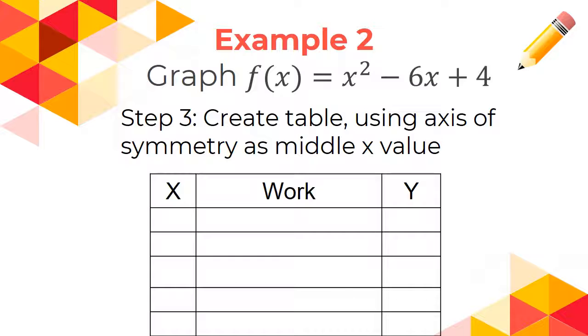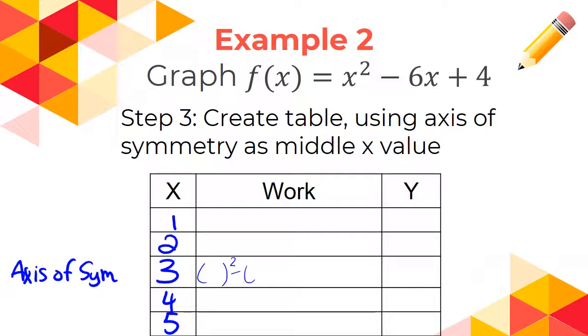So remember that when we get to our graph. Next, I'm going to use that axis of symmetry as my middle value. So I need to go around 3 for my other values. So let's plug in a 2 and a 1, a 4 and a 5. So let's show a little bit of work here. Wherever there's an x, I'm going to put parentheses. So I'm actually going to do all the setup first. I find that a little bit easier.